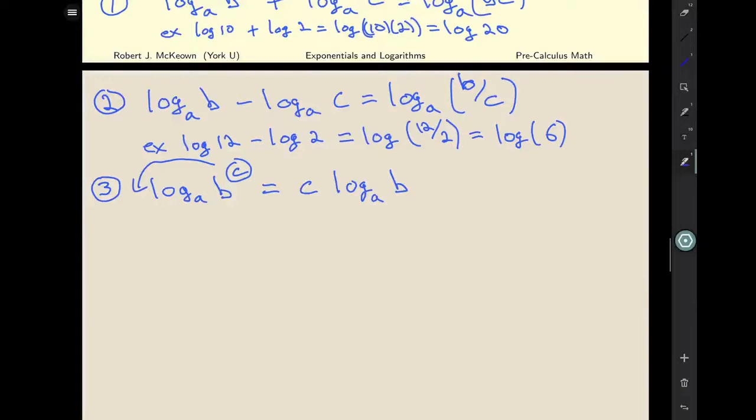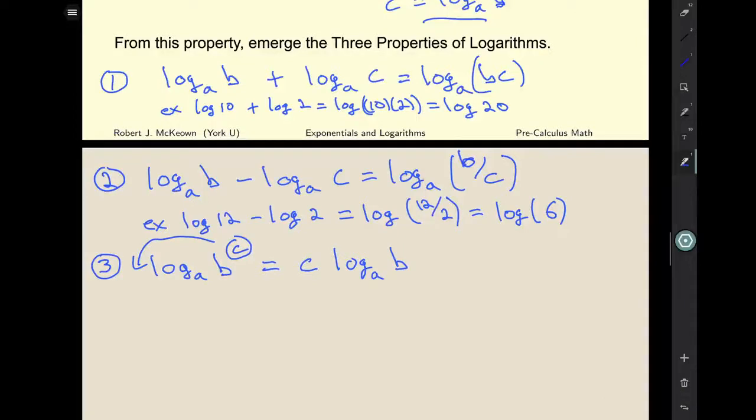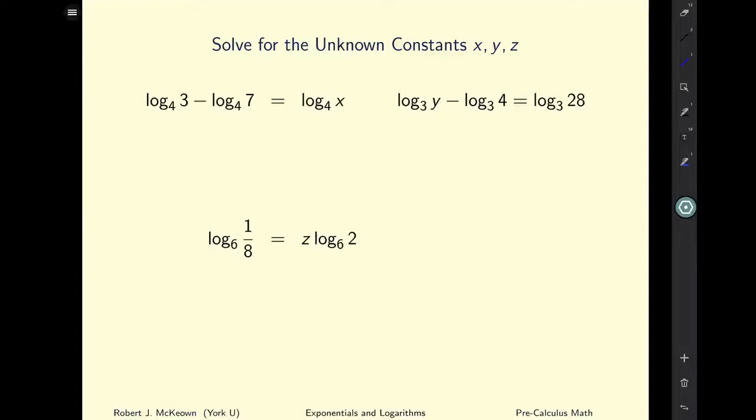And I'm not going to give you proofs for these 3 rules, but you can find them on ALEKS if you're interested and you want to look at them. Let's put these rules to use. Looking at the first question, we have log base 4, and we want to solve for x over there. So what can we do? Well, we've got log base 4, 3 over 7, equal to log base 4 x. All right, so I used rule number 2, or property number 2.